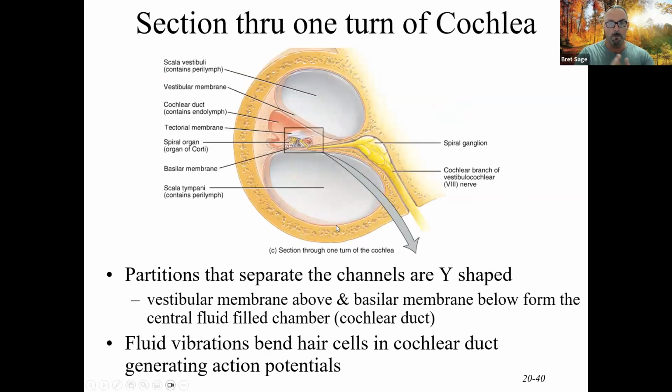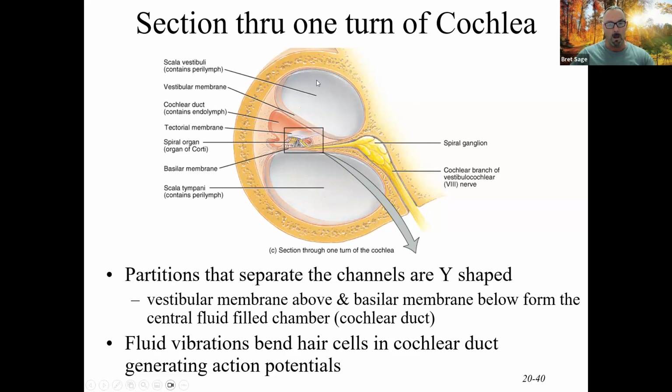All right. A section through one turn of the cochlea. So if we slice open the cochlea, we see the scala vestibuli contains perilymph, scala tympani contains perilymph, and the cochlear duct contains endolymph. So it's really kind of the same fluid, but if it's here, it's called endolymph. If it's here, it's called perilymph. Really not any significant difference.